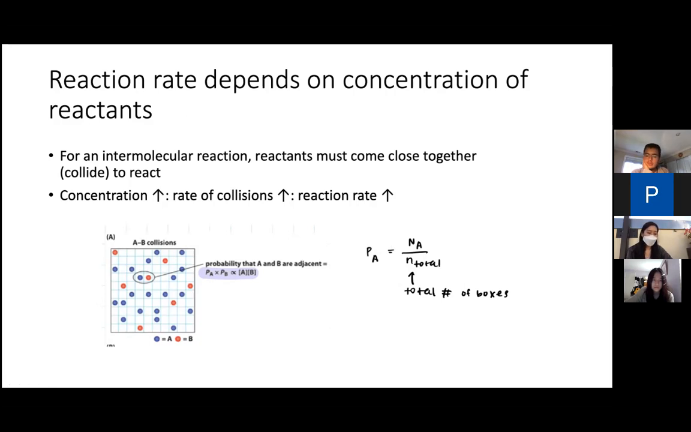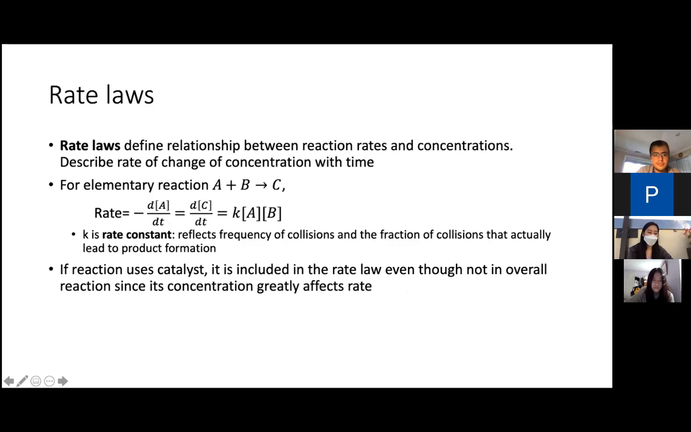So this is basically showing that the collision rate is proportional to the product of the concentrations of the reactants. So again, the higher the concentration of your reactants, the higher the reaction rate. So how can we incorporate that into the reaction rate definition? We need to include a term in our definition that takes this into account.